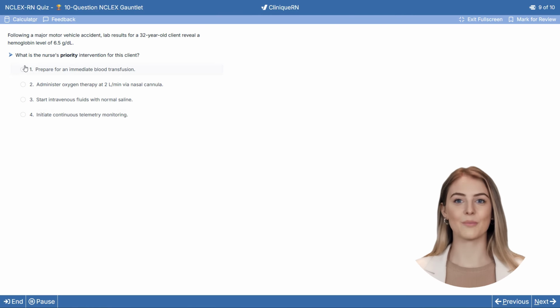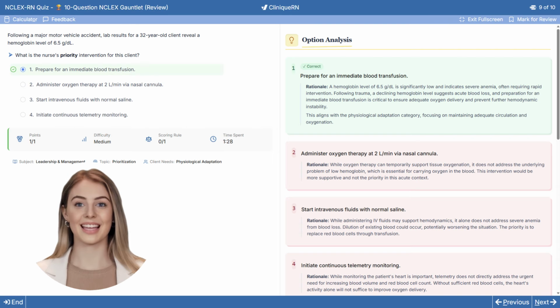Correct answer? Prepare for an immediate blood transfusion. Rationale: a hemoglobin of 6.5 grams per deciliter means the blood can't carry enough oxygen to vital organs. This patient isn't just anemic, they're in acute blood loss, and every minute counts. The fastest way to restore oxygen delivery? Transfuse red blood cells.